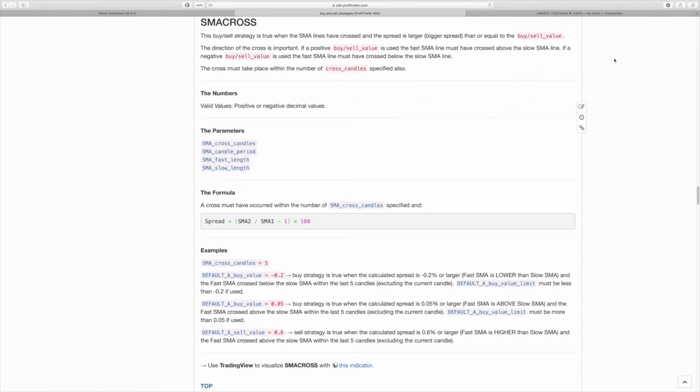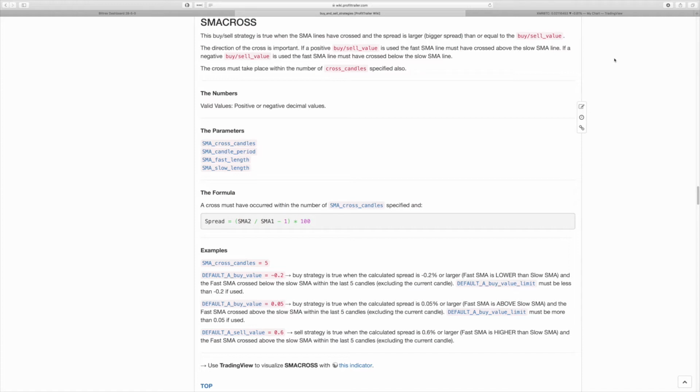The buy and sell strategy is true when the SMA lines have crossed and the spread is larger than or equal to the buy or sell value. Okay, that's subjective. What it means is that if you're using a positive buy or sell value, then the SMA lines have crossed and the faster SMA is above the slower SMA, so your spread is going to be equal to or greater than the buy or sell value, whichever one you're using at the time.